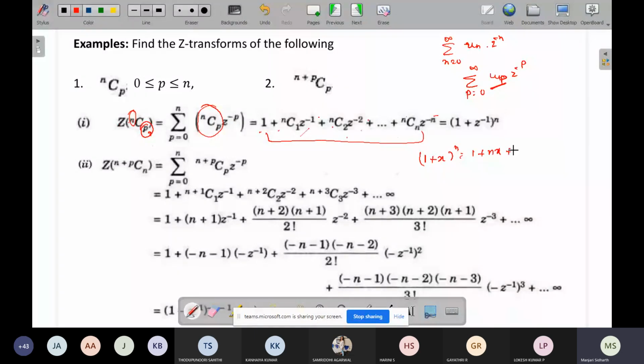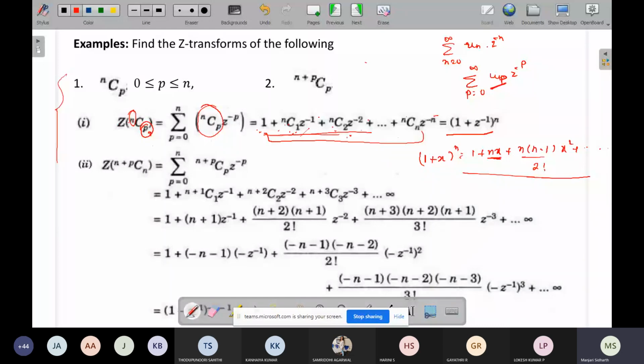One plus nx plus n into n minus 1 by 2 factorial x square, n into n minus 1 into n minus 2 by 3 factorial x cube, right? Same, nC1 means n expanding 1 time. You know how to find it, right? NCr formula: factorial n over factorial n minus r into factorial r. So you will get n, simply n. Then you will get n into n minus 1. Using this, you will get 1 plus x power n.